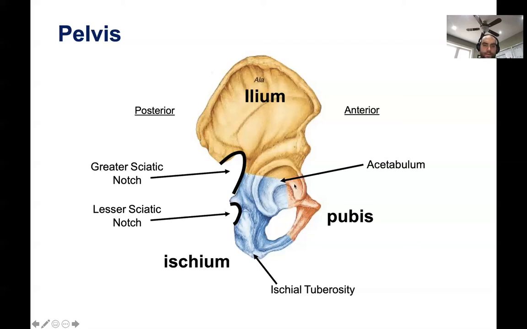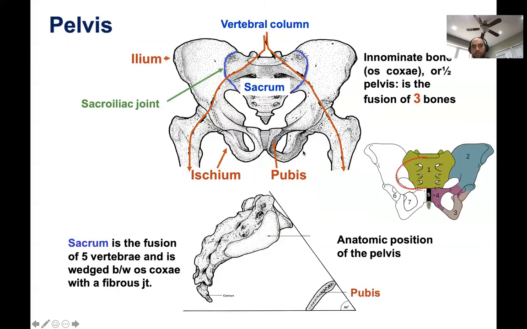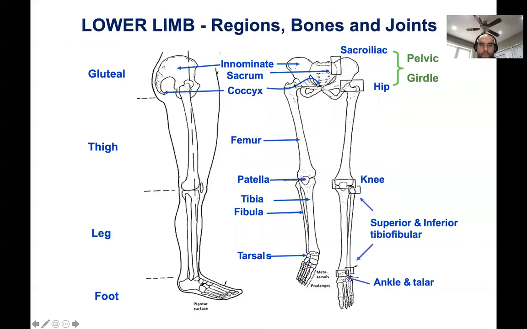And the acetabulum is the last thing over here. This is analogous to the glenoid fossa of the shoulder. If you remember the glenoid fossa, this is the glenoid fossa of the hip. So this is the acetabulum. This is where the head of the femur attaches. So if we go up a slide, this is where that head of the femur would attach to the pelvis, right about here.